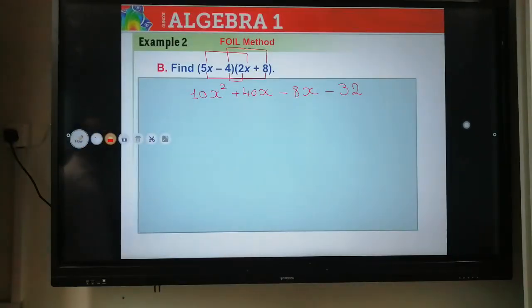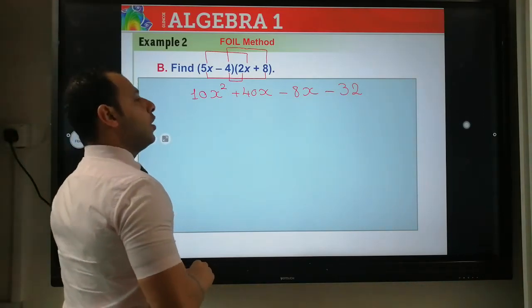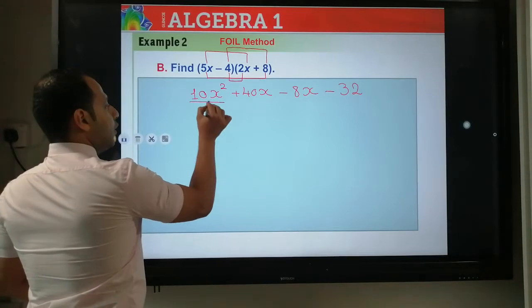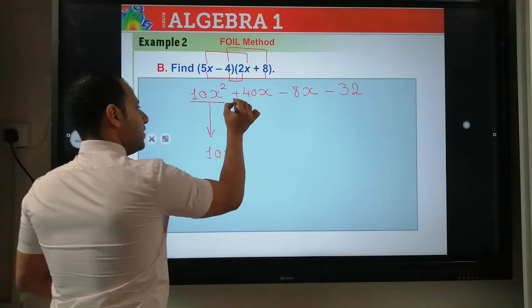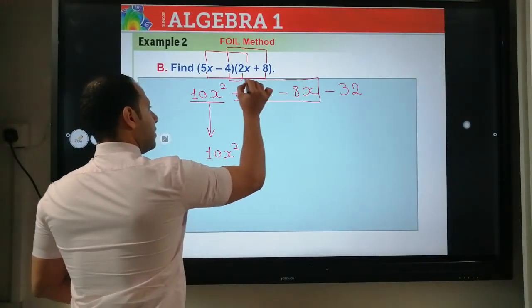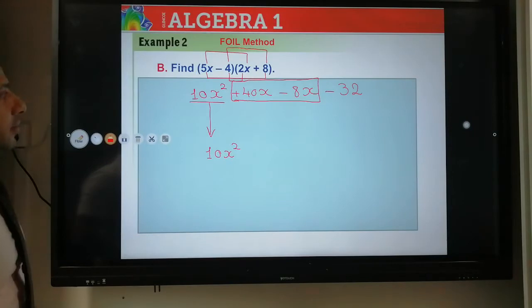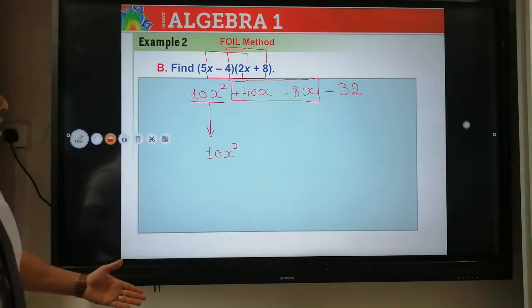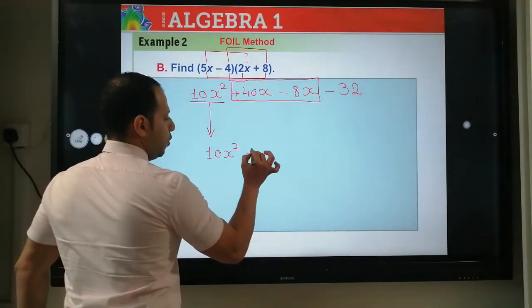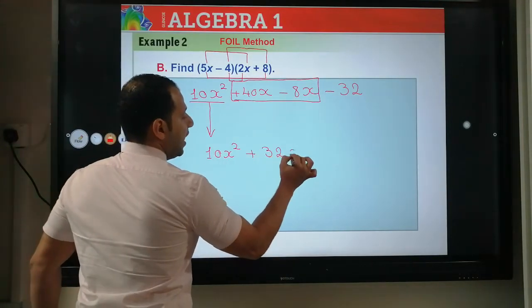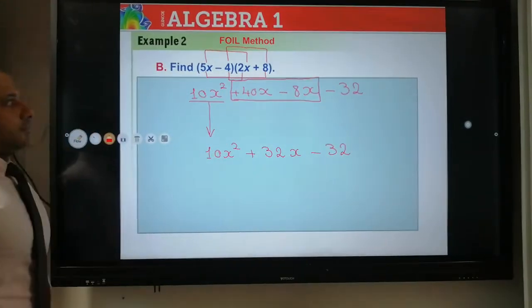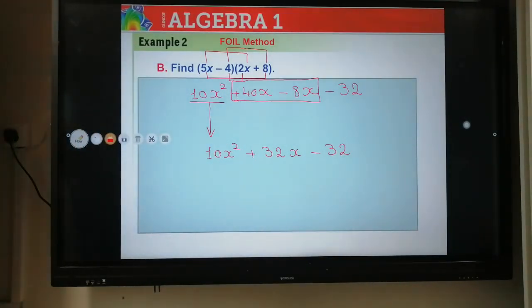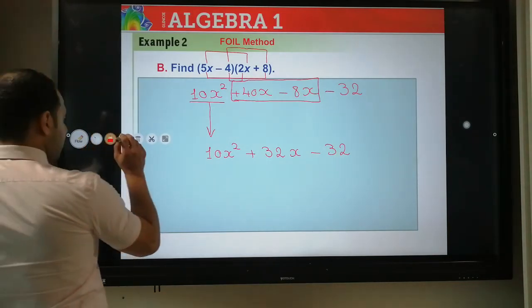Have you finished everything? No, still the simplest form. Collect the like terms. We have here 10x power 2 as it is. These are like terms, we add or subtract. Different signs, we subtract, we get 32, so positive 32x minus 32. Okay, so this is our result for the second example.